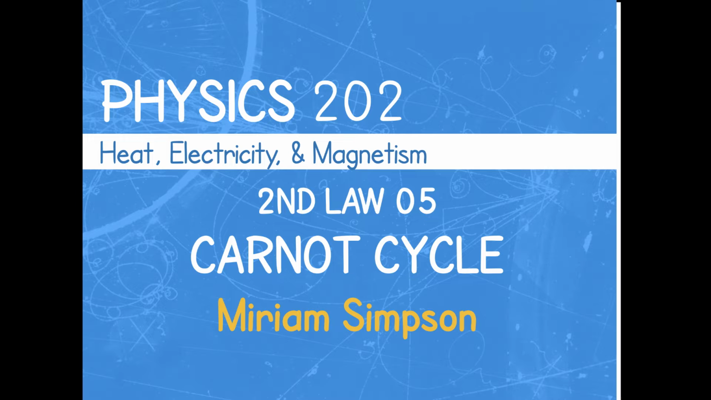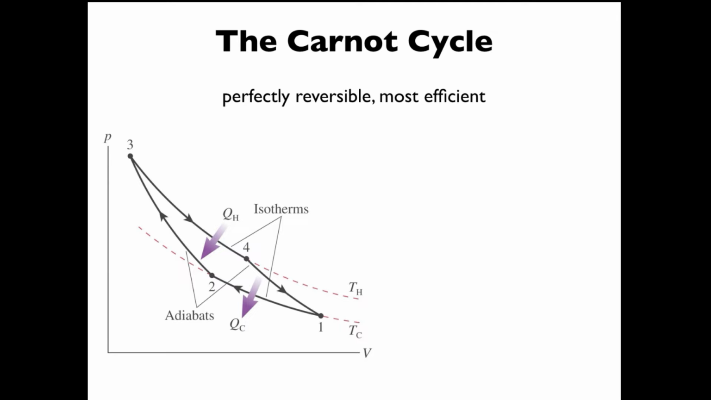Okay, so we want to know if we can't get 100% efficiency, how good can we get? And that brings us to the Carnot cycle. The Carnot cycle is based on a theoretically perfectly reversible heat engine, and it would be the most efficient that you could get for any particular thing. So Carnot efficiency is always the maximum efficiency you can get for anything.